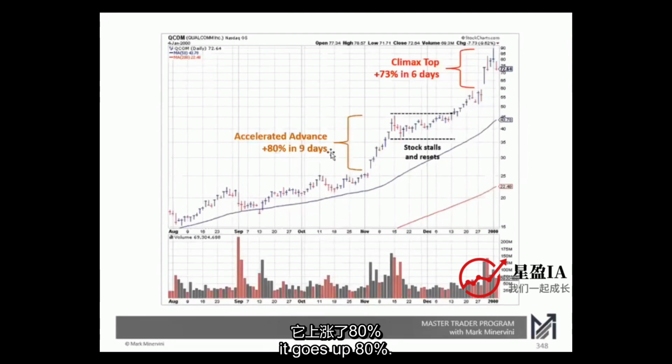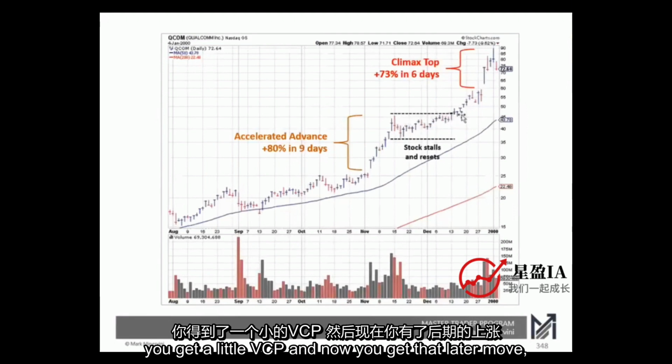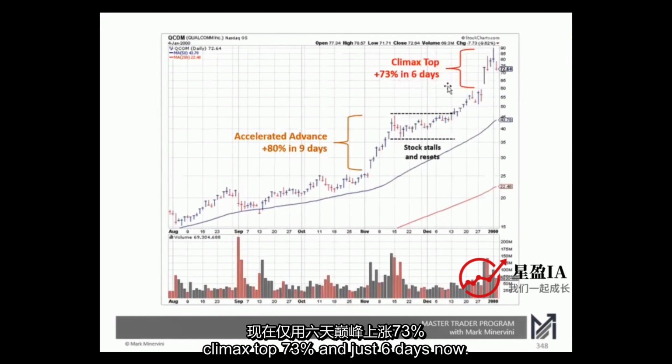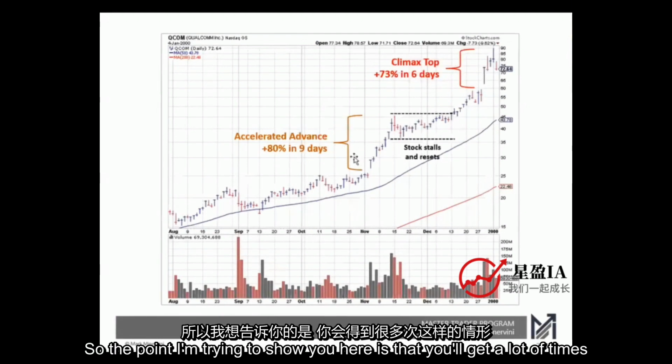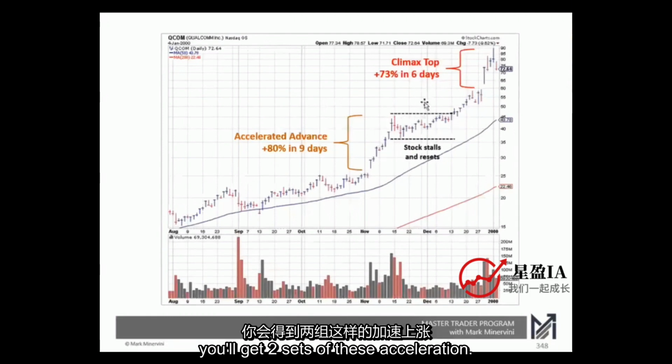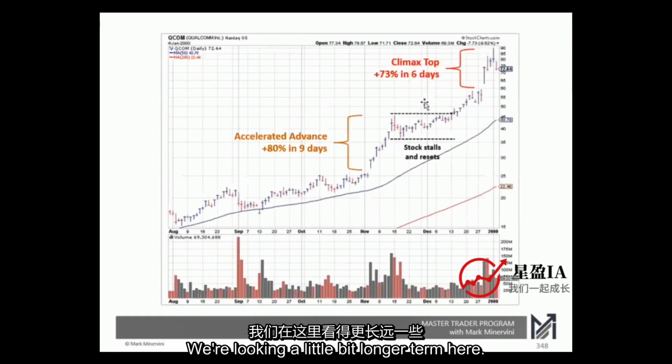It goes up 80%. But then you see it just sets up, it tightens up. You get a little VCP, and now you get that later move, climax top, 73% in just 6 days. So the point I'm trying to show you here is that a lot of times you'll get two sets of these accelerations, and I'm going to show you also on a swing basis. We're looking a little bit longer term here, but I'm going to show you on a swing basis.